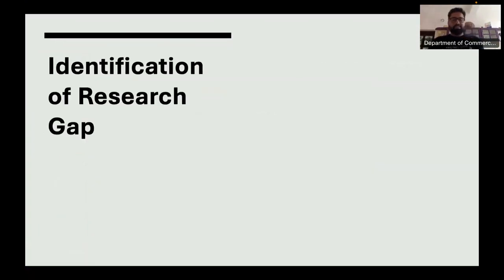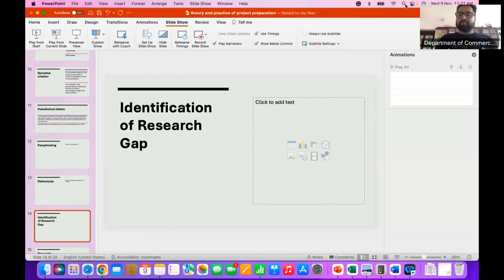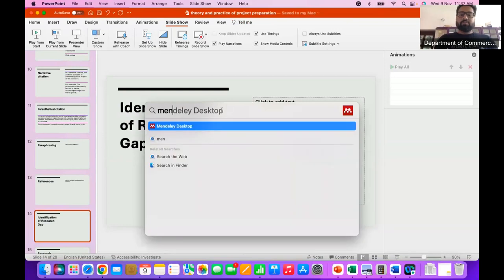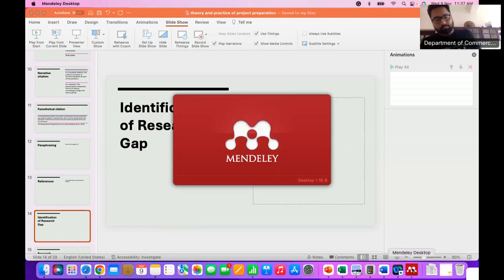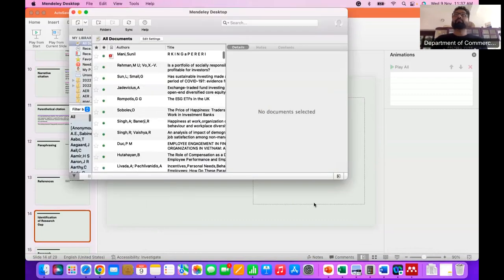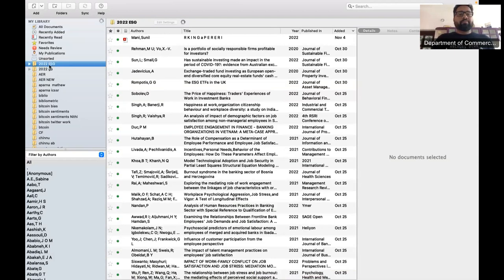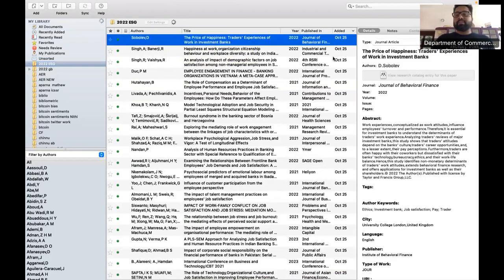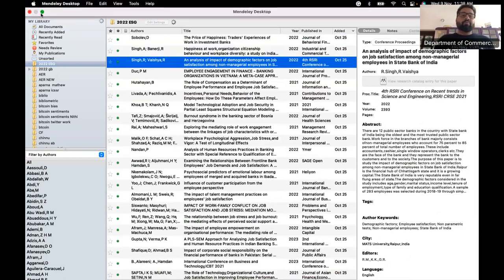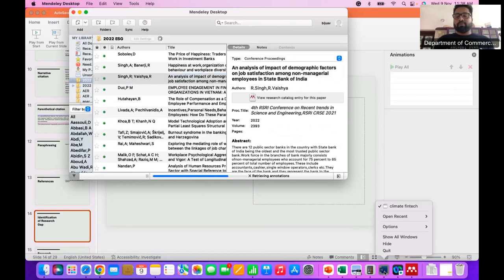You can use Mendeley also. Mendeley is software that is very helpful for referencing purposes. I'll show you the Mendeley software. So this is the Mendeley software. Here I'm saving some folders, and here you get the documents. Click on one, and you can read, write and cite. If you want to cite, you just open a Word document.